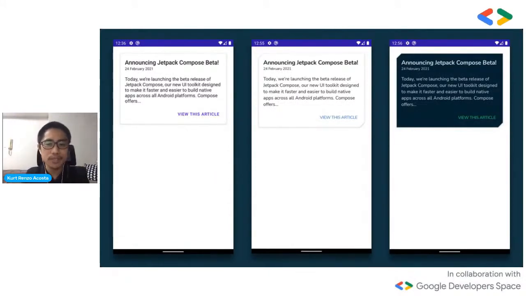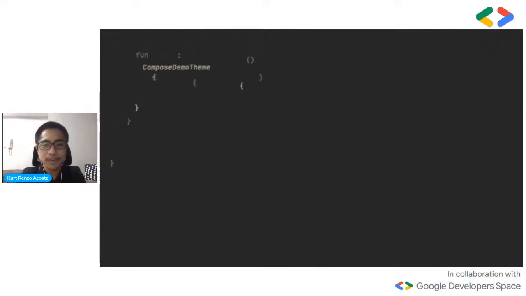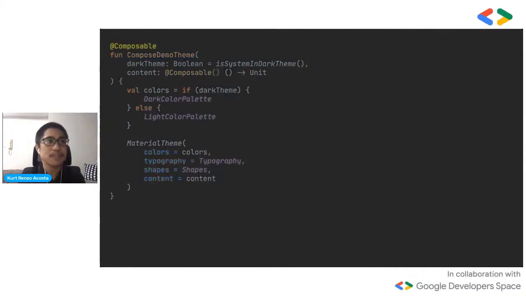With Jetpack Compose, this is also easy. They provide support for theming, and it's super easy to theme. Going back earlier in our activity or our set content function, you might have noticed that there's this ComposeDemoTheme object over here. This ComposeDemoTheme is actually just a composable. In this composable, what's happening is it's trying to figure out if we're going to use dark theme or not. Right now, it's using the system configuration, but you can pass in your value. And we're just passing in the content that we want to generate.